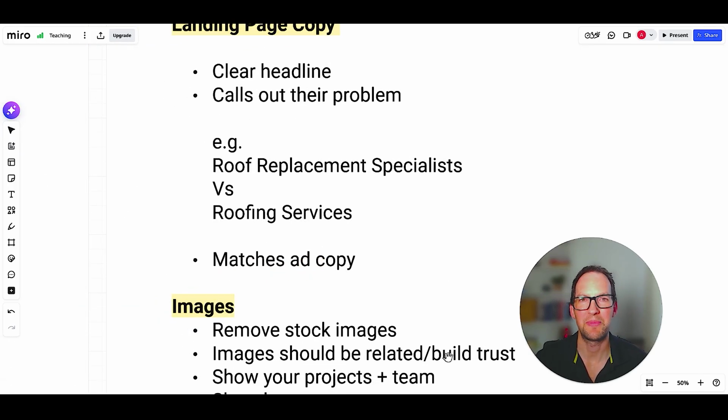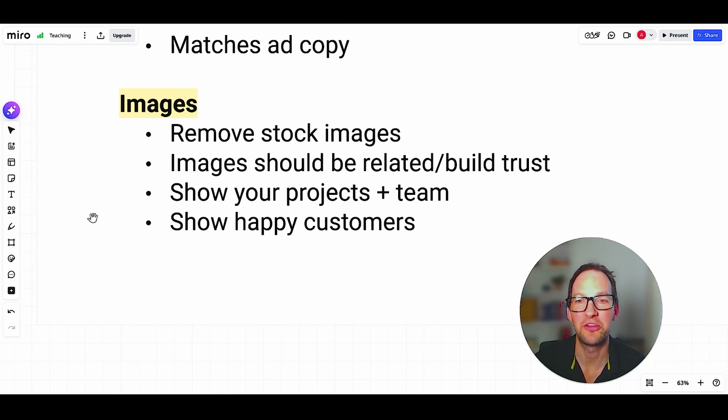And when I say that, what I mean is if you have advertised that you do ColourBond roof replacements or shingle roof replacements, you don't want to have a landing page that only says tile roof replacements. Next thing I want you to do is to get rid of all the stock images and replace them with real images of your actual projects, your team, your staff.